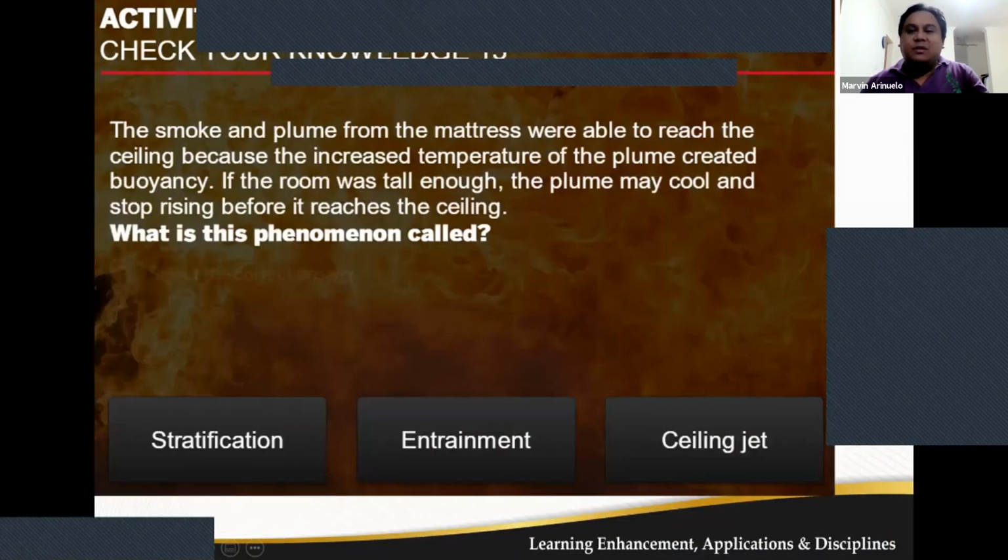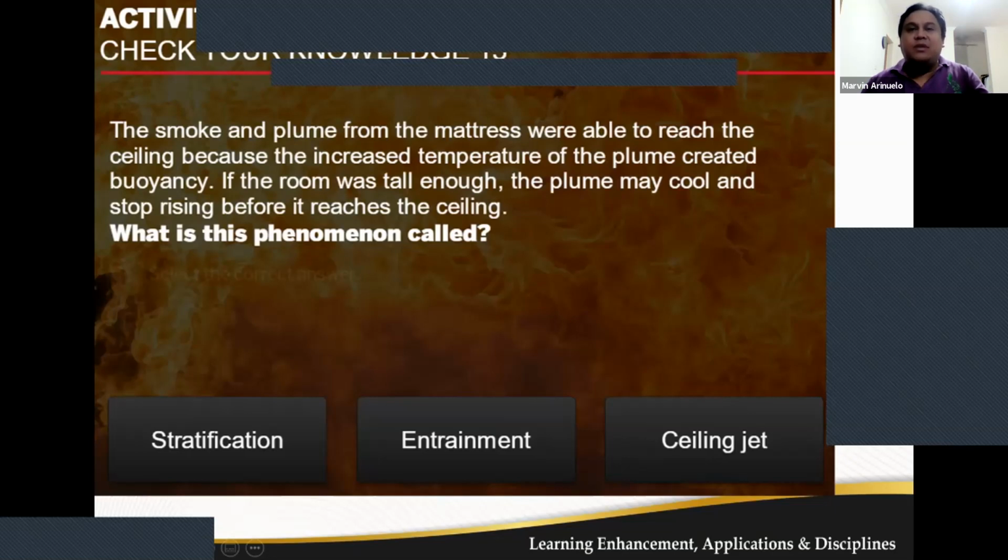Okay, another question. The smoke and plume from the mattress were able to reach the ceiling because the increased temperature of the plume created buoyancy. If the room was tall enough, the plume may cool and stop rising before it reached the ceiling. What is this phenomenon called?